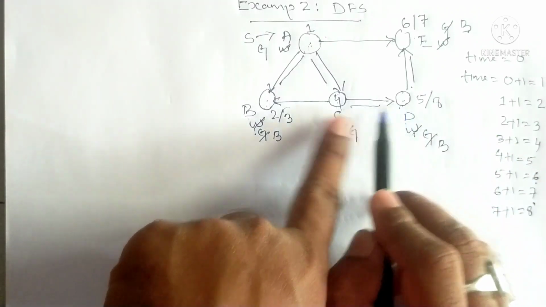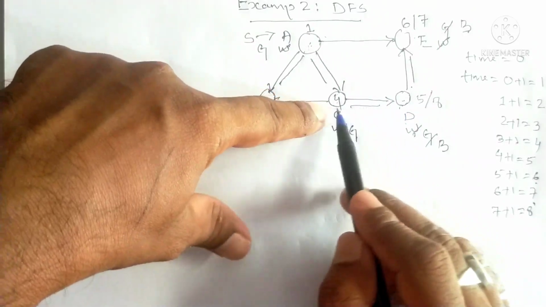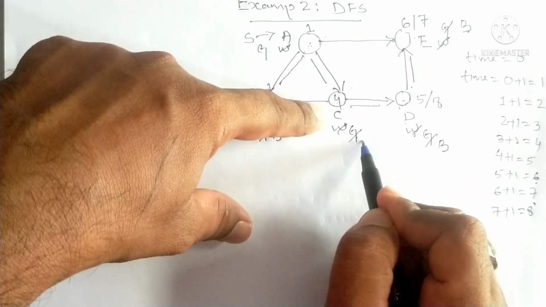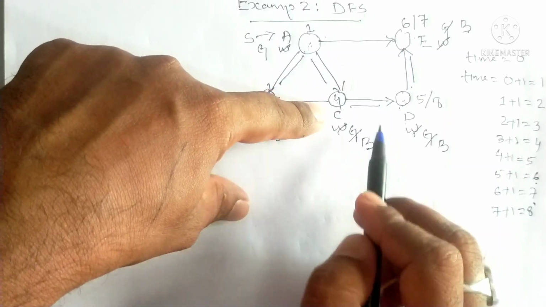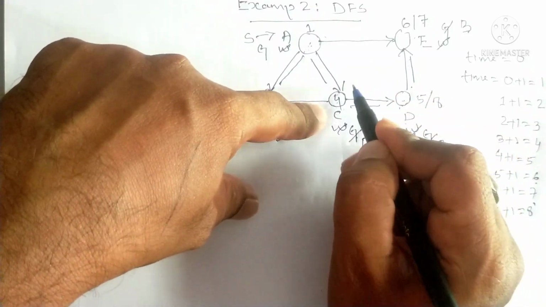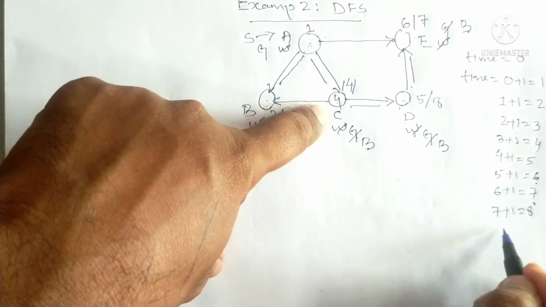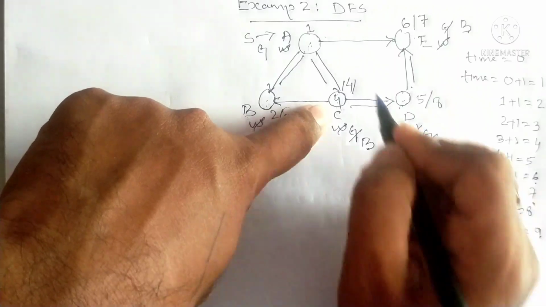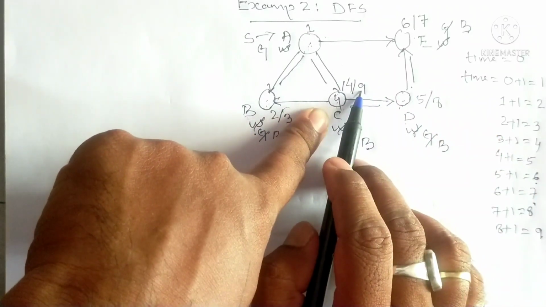Then you have to return to the predecessor of D. Predecessor of D is C. Is there any new adjacent vertex with white color? No. There is no adjacent vertex of C with white color. So immediately you change the color to black. So C is converted to black color and assign the final timestamp. What is the final timestamp? Your previous time value is 8. 8 plus 1, that is your 9. So starting time is 4 and finishing time of C is 9.